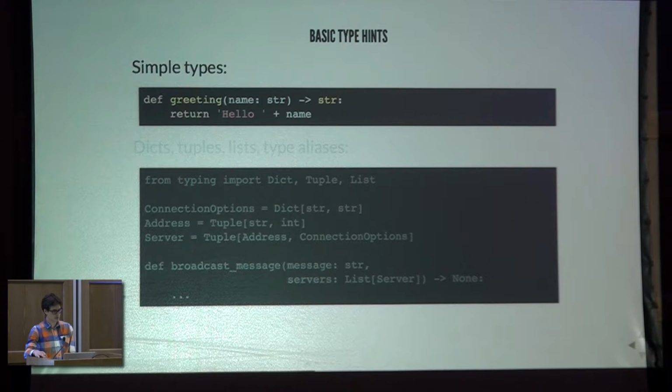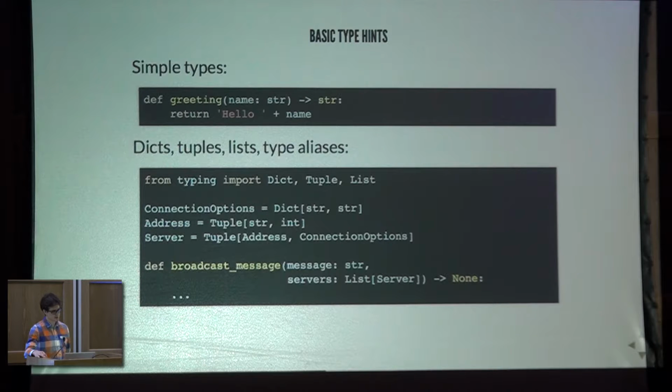So it's pretty self-explanatory. Now there's a few constructs, a few building blocks like dicts, tuples, and lists. So in this example, we have a broadcast message function that takes a message, which is a string, and servers, which is a list of server, which is a type alias. And it's actually a tuple of address and connection options, and address is a tuple of string and int, like IP and port. And connection options is a dict from string to string. And then again, this is fairly self-explanatory, and you can just see what's going on just looking at these 3 lines of code.